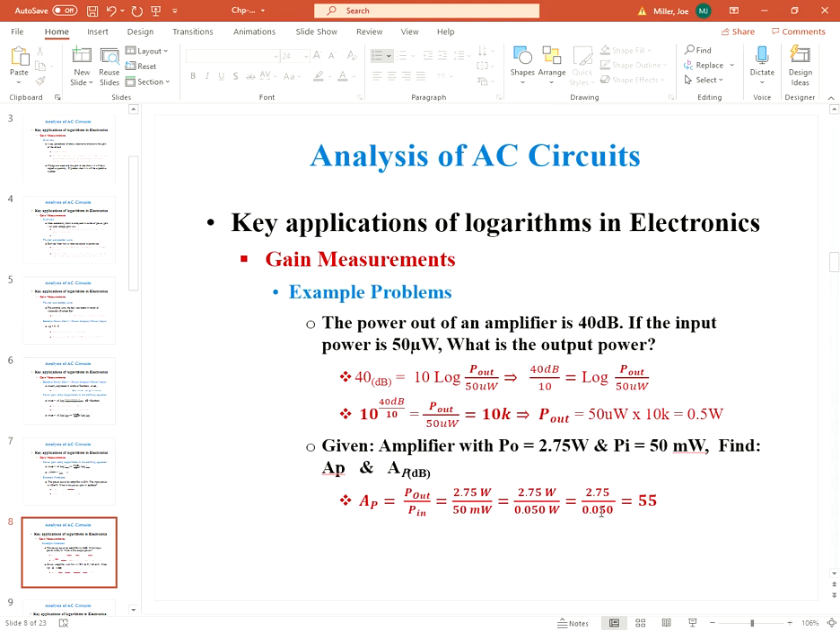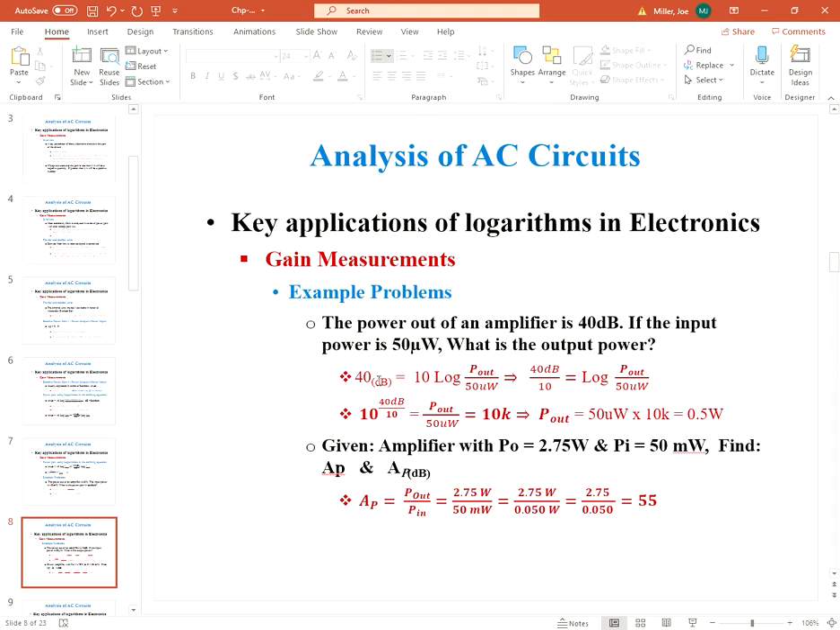Let's take a look at another problem. It comes at it from a different aspect. You're given the power output of the amplifier expressed in dBs and the input power, and you're asked to find the output power.